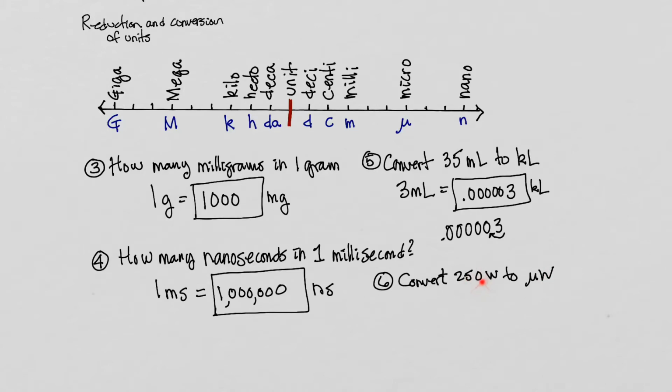Okay, let's put ourselves here at watts. Watts, that's our basic unit, and we want micro, so we're going to go to the right. 1, 2, 3, 4, 5, 6 places to the right. So we're going to start with our 250 point, and we're going to go 6 places to the right. That means I need to add 1, 2, 3, 4, 5, 6 zeros. So we're going to say that 250 watts is equal to 250 and 6 zeros microwatts.